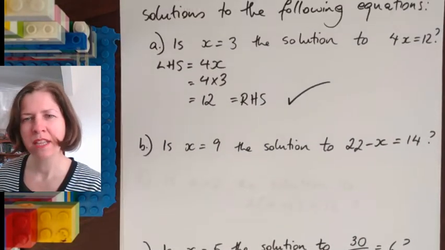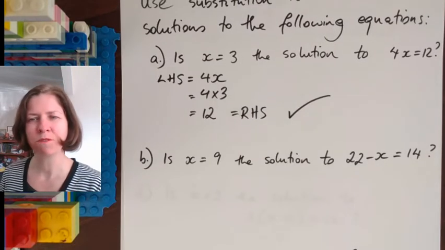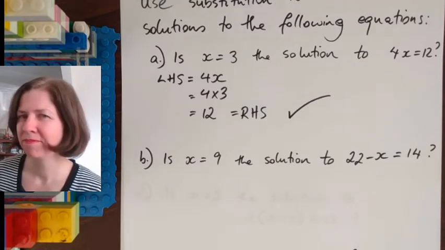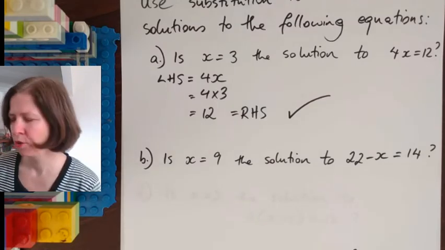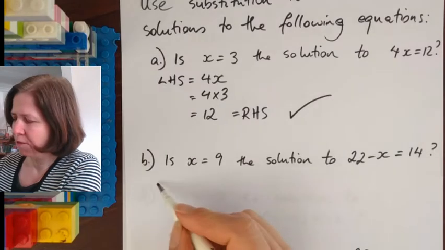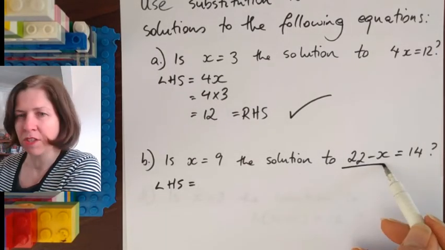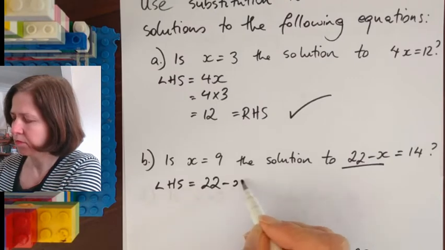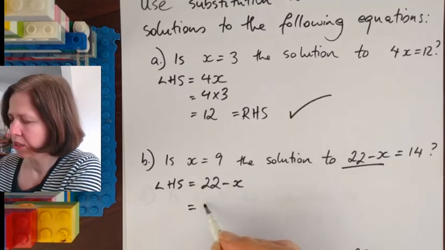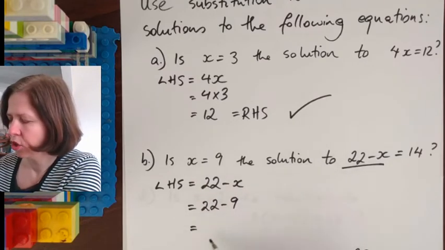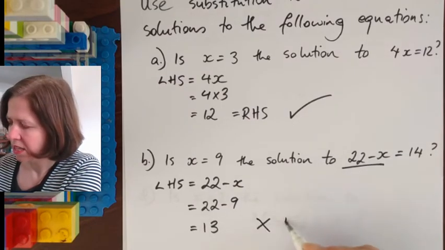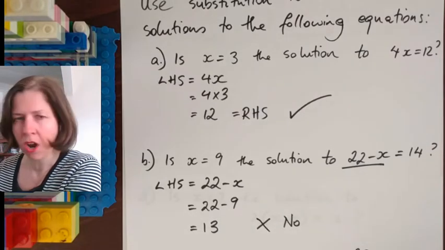Let's do another one. Is x equals 9 the solution to 22 minus x equals 14? How about you pause, do it yourself, and then hit play and watch me do it. Off you go. Okay, I hope you're back, and I hope you got the same answer that I'm going to get. So I'm going to jot down left-hand side equals, this is the left-hand side of the equation, 22 minus x. So now this time I'm going to substitute x equals 9, because that's what I'm checking. 22 minus 9, which equals 13. It's not 14. Therefore, no. X equals 9 is not the solution.